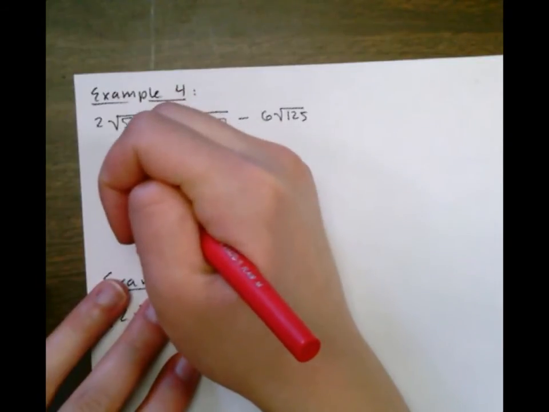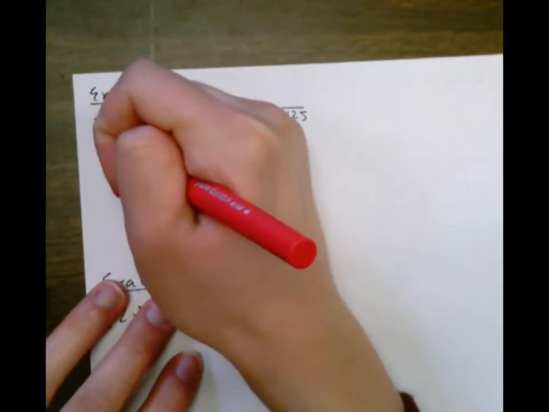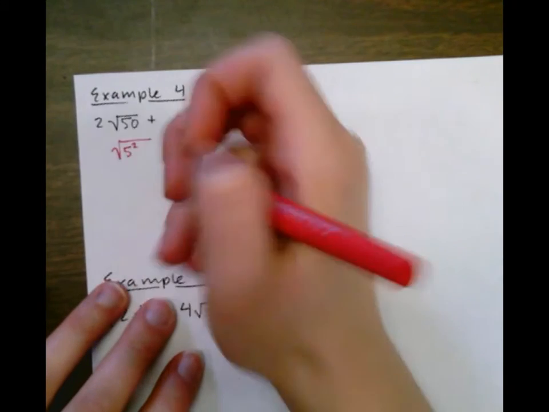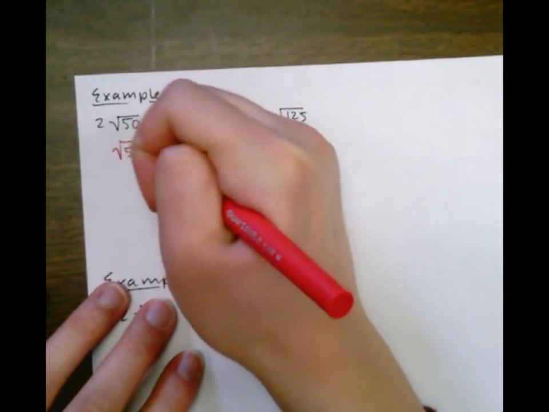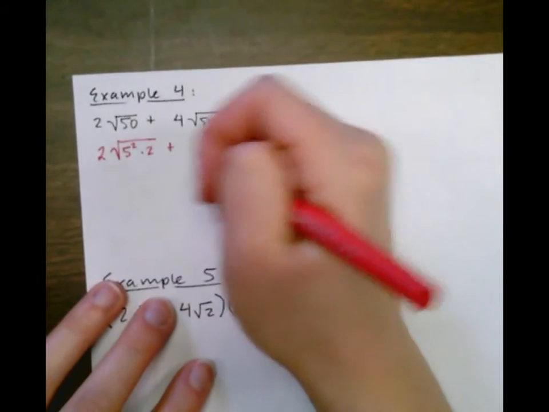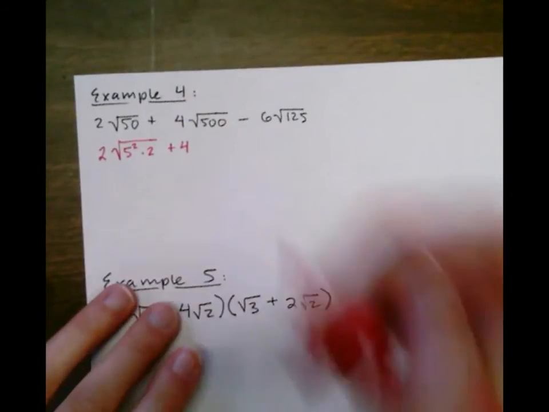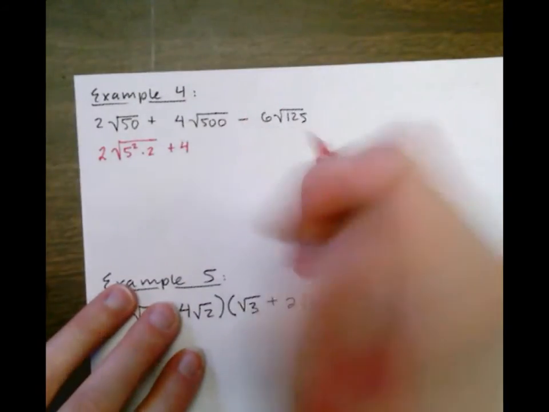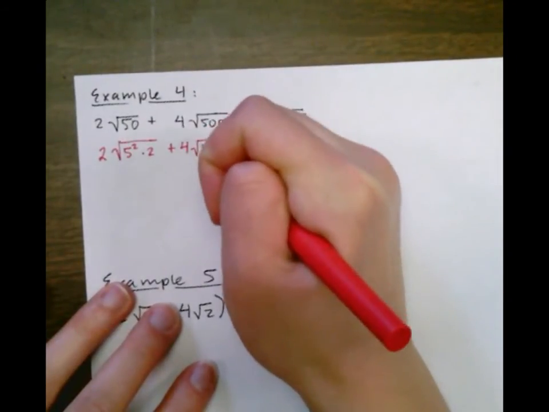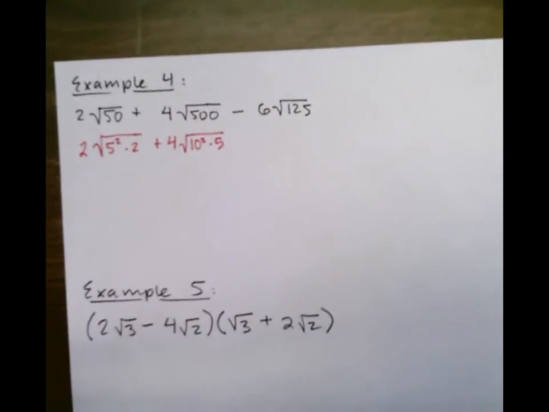I know that's 25 times 2, right? So I could rewrite this as the square root of 5 squared times 2. I'm just writing it in exponential form, but 5 squared is 25. I'm going to bring down that 2 out front. I'm going to do the same thing for the next one. So I know that's equivalent to, well, 500 would be 100 times 5, right? 100 would be the largest perfect square here. So that means 100 is 10 squared times 5, like that. Let me zoom in a little bit.